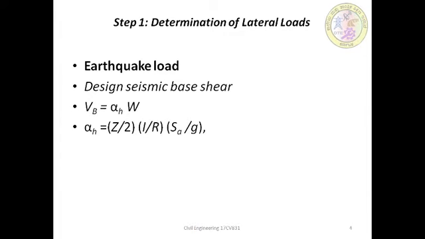Here the design base shear is denoted as VB, which acts on the building in a given direction, like VB equals alpha H times W, where alpha H is the horizontal seismic coefficient of the structure, which is determined by the expression Z by 2 into I by R into Sa by g. This is applicable when the time period is less than 0.1 second, and alpha H shall not be taken as less than Z by 2, whatever the value of the I by R ratio is.